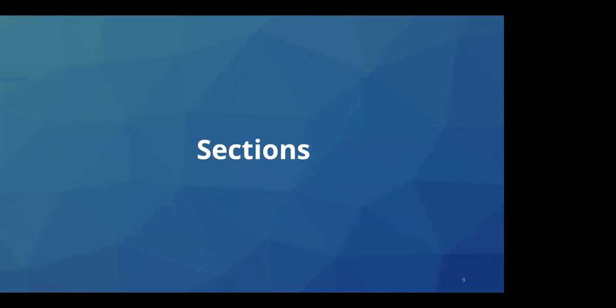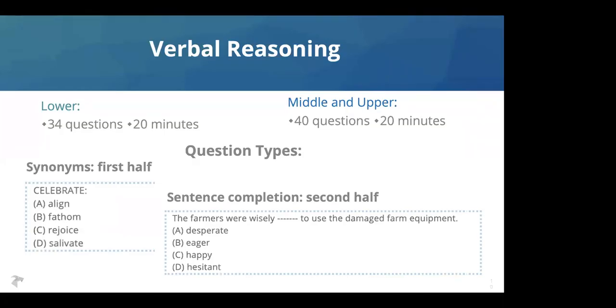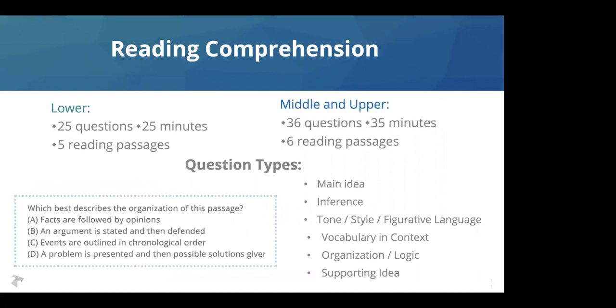Next, we'll take a deeper dive into each section of the test. The verbal reasoning section has 2 types of questions: synonyms and sentence completion. The first part of the section is made up of synonym questions, and the second part consists of the sentence completion questions. The reading comprehension section consists of passages and questions based on the information given in the passage.